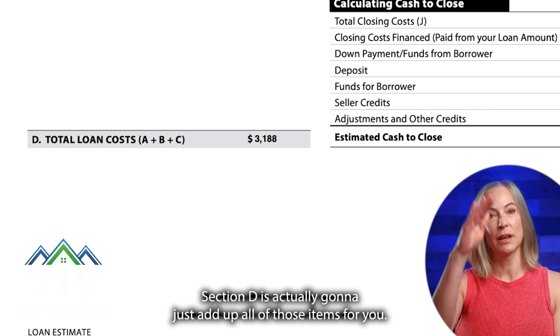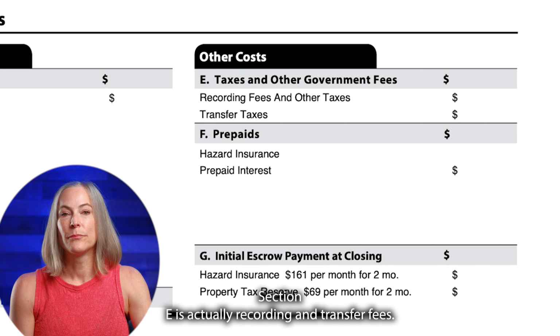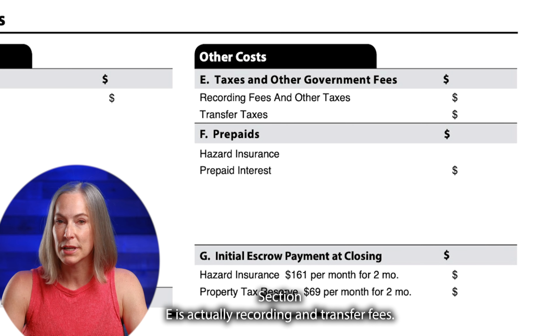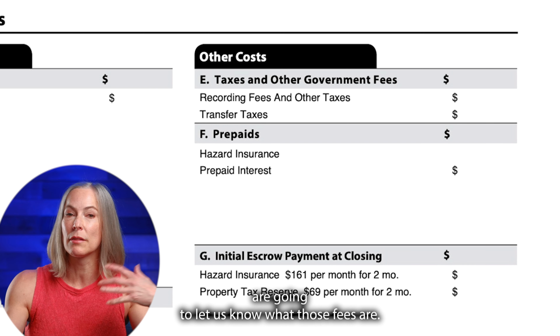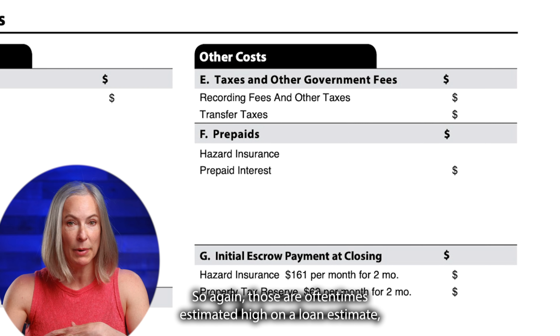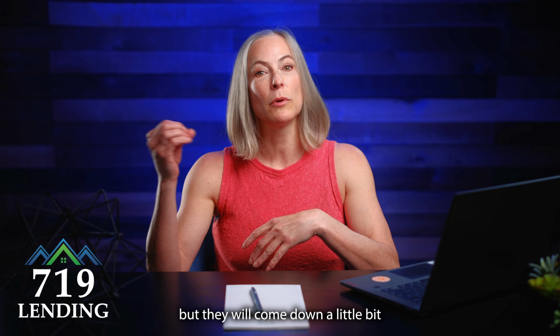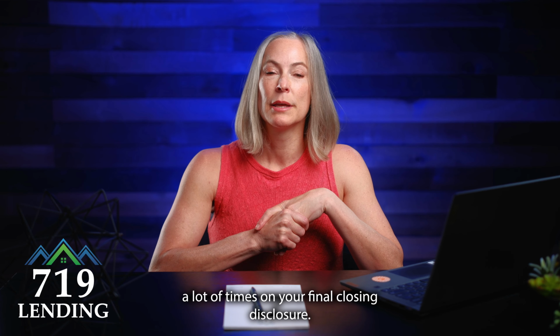Section D is actually going to just add up all of those items for you. Section E is recording and transfer fees. These fees come from the county. The title company is going to let us know what those fees are. So again, those are oftentimes estimated high on a loan estimate, but a lot of times they will come down a little bit on your final closing disclosure.